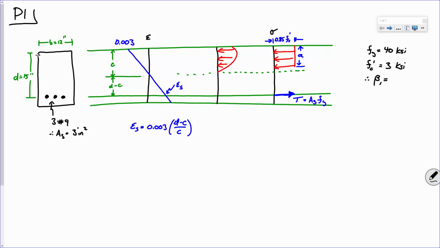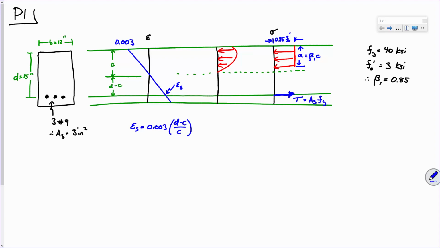It's right there. Probably want to look on the left in the notation section. 0.85, there we go. Remember, beta 1 is 0.85 anywhere below 4 KSI, okay? Why is that important? Because if you remember, a, the depth of that stress block, is equal to beta 1 times c. So the depth of this stress block right there is beta 1 times c. Once we get a, that beta 1 will help us out later when we need to determine strains.